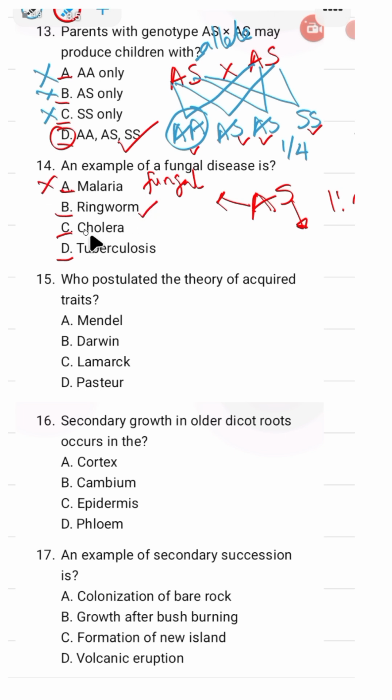Then you have cholera. So cholera is caused by a bacteria, actually called Vibrio cholerae. So it is not a fungal infection. This one is not the answer. Then next one is tuberculosis. Tuberculosis is caused by a bacteria. So that bacteria is called Mycobacterium tuberculosis. So it is not a fungus too. It's not a fungal infection. This one is wrong. So the correct answer to that question is ringworm. So ringworm is the answer. Okay, I hope you understand. Let's go to the next section.